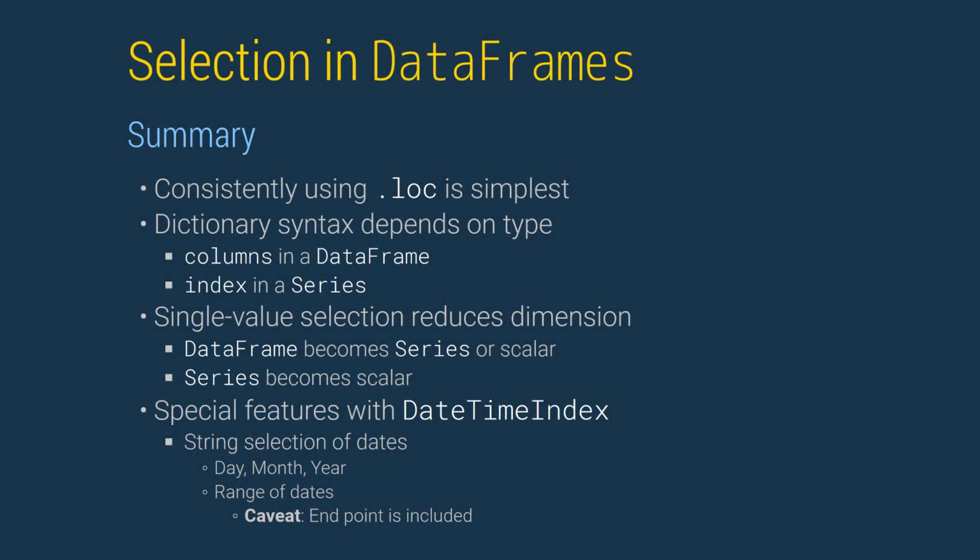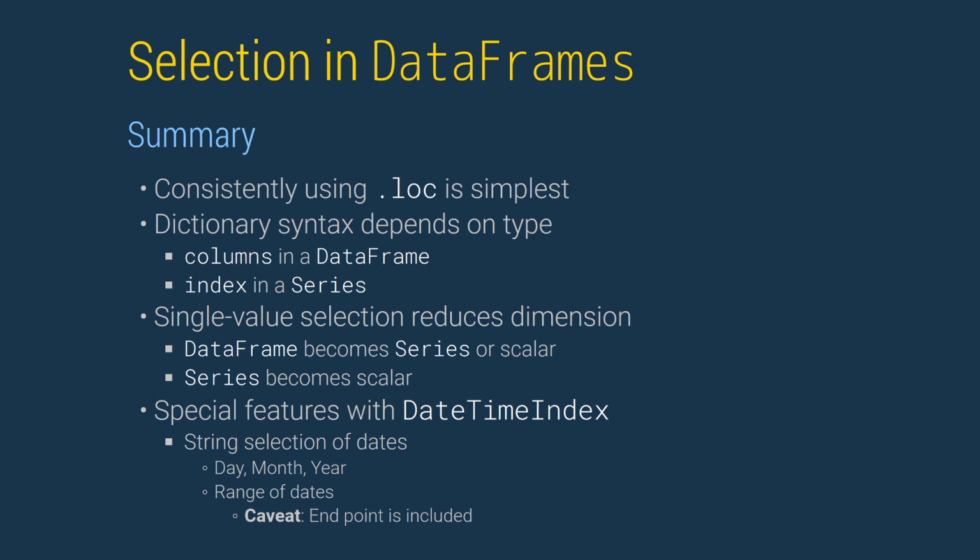Loc allows elements to be selected from data frames and series using the metadata values contained in the index and the column names. My preference is to always use loc when selecting these values. It is also possible to use dictionary syntax, which bypasses loc when selecting columns only in a data frame. The shape of the object returned depends on the values used to select. Single value selection reduces dimension, so that the value returned from a selection on a data frame is either a series or a scalar, and the value returned from a series is always a scalar.